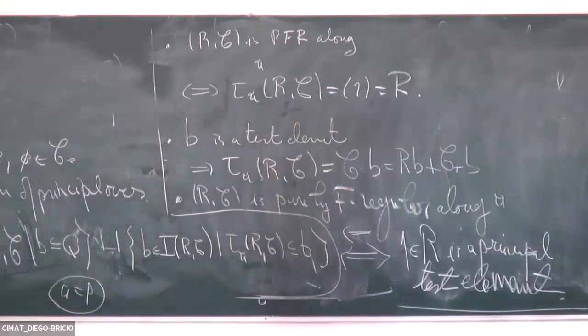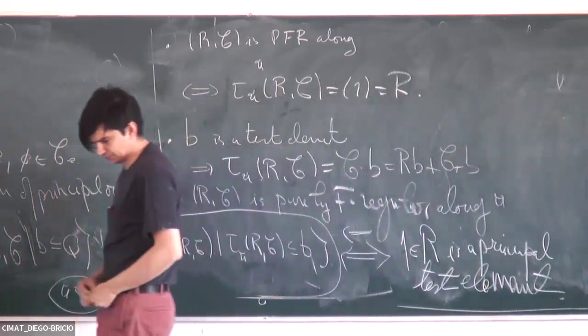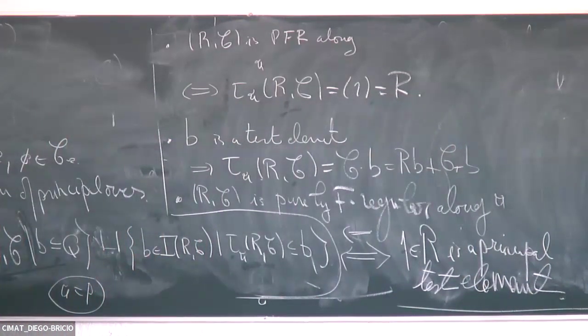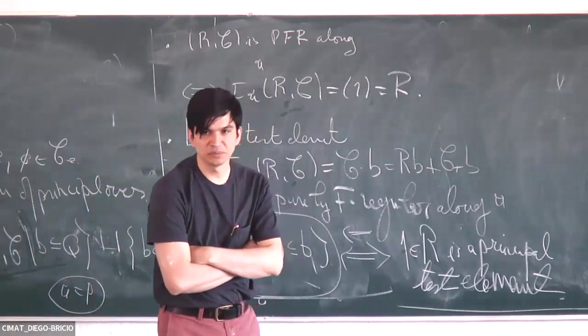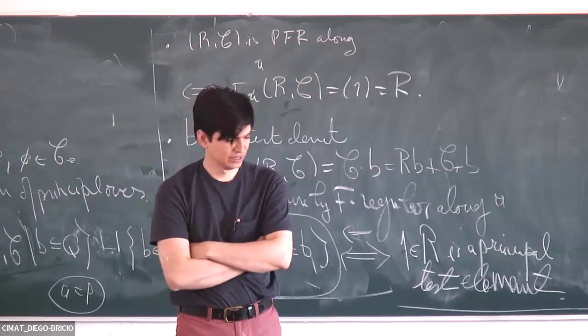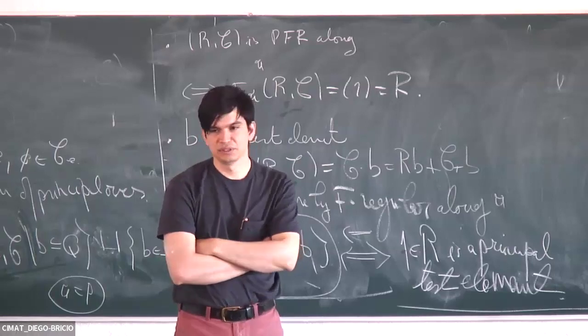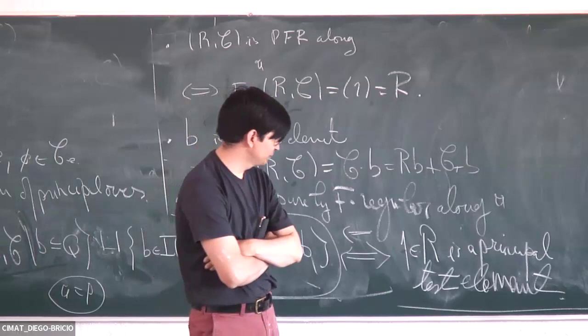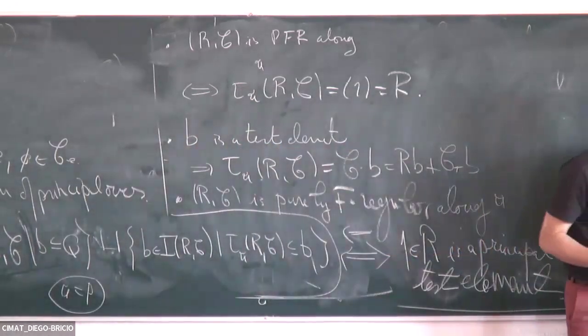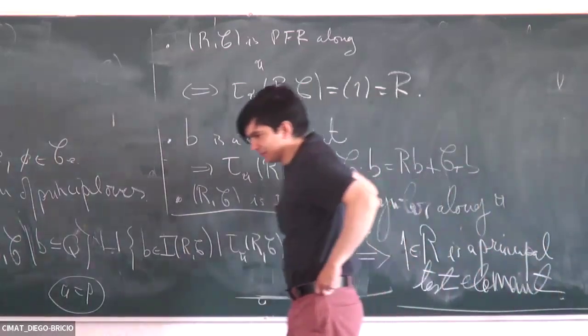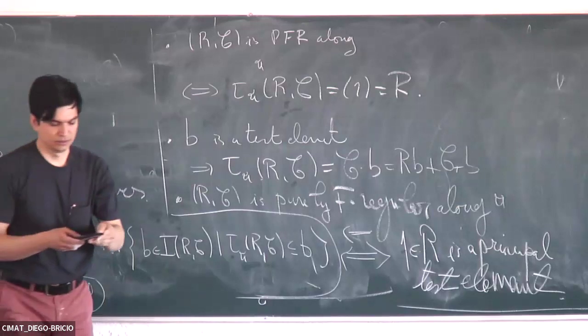Let's see. What else do I want to say? I think we can stop here. So next time we're going to prove this theorem. We're going to prove that principal test elements exist. And then we can be very proud of ourselves because it's a cool thing. But let's stop here. So see you in person for a few more weeks. Or two. Okay, goodbye, Wagner.